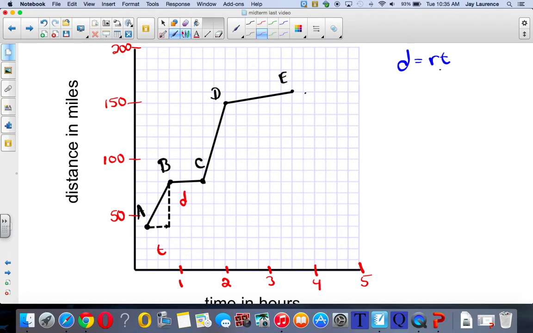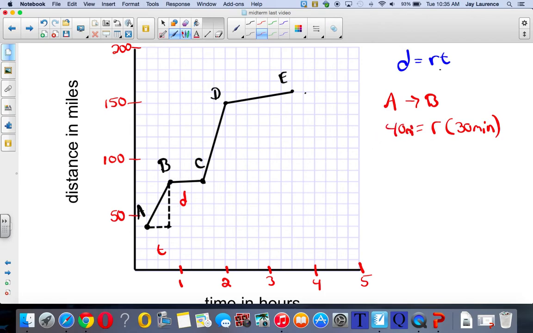So let's see here. 1, 2, 3, 4. It looks like I'm counting in 15-minute intervals for time. So my time is going to be 30 minutes. So from A to B, the time is 30 minutes. We're trying to find the rate, and for the distance, it looks like I'm counting by 10 miles. So it'd be 1, 2, 3, 4. So it'd be 40 miles.